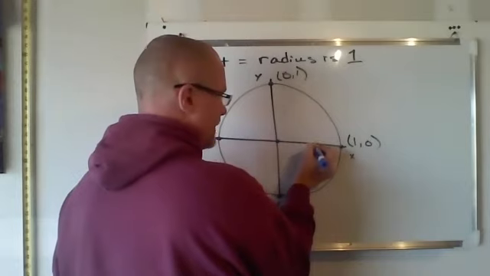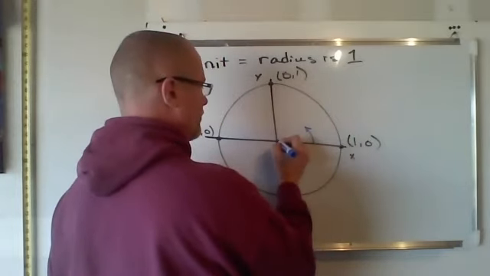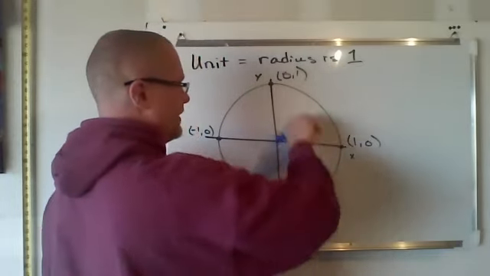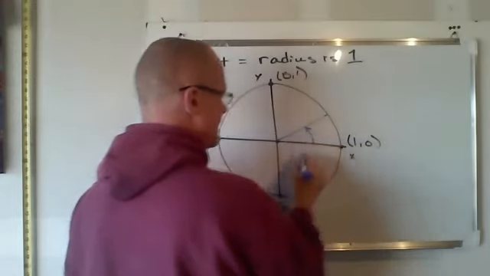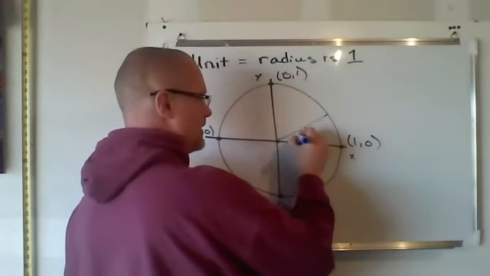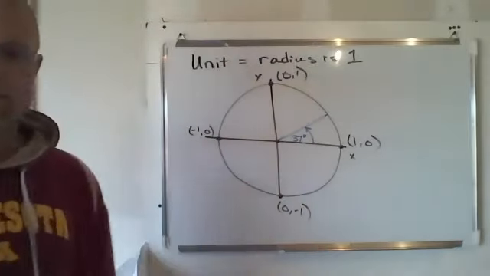So I'm going to spin this. Let's say I wanted to spin it 37 degrees. So that radius right there, and this angle right here would be 37 degrees.